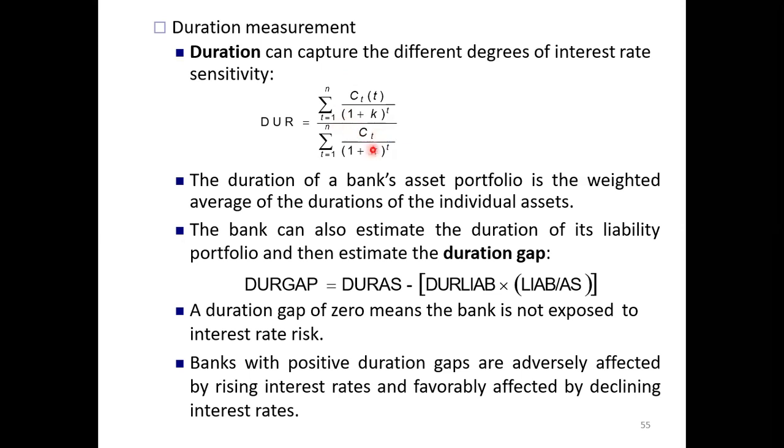Here the same thing, it's a value, right? Market value, to find the market value. So we put this, and to convert this cash flow to the present value, we use this. The duration of the bank's asset portfolio is the weighted average of the duration of individual assets.